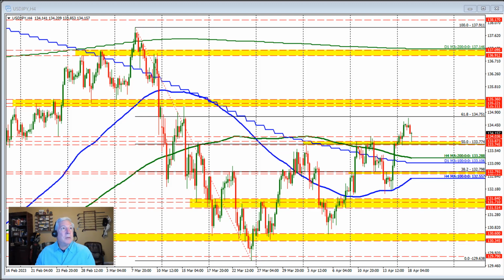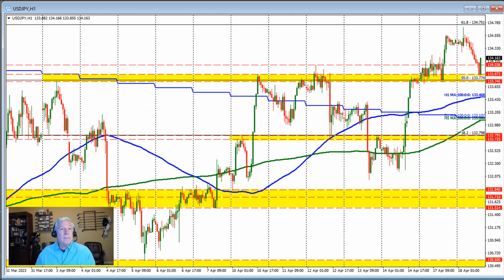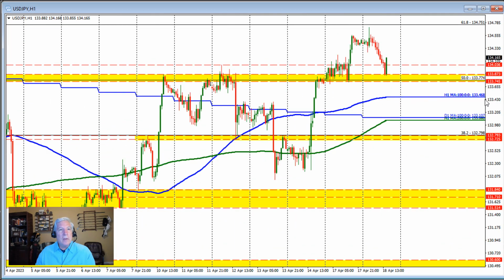Let's just put it on the hourly chart, see if there's any clues from that. And if we look at this pair, 133.468 level is the 100-hour moving average down here. So here's that swing area that I started talking about. Again, we moved above it in one day last week, but could not sustain the momentum above that. You can see that here.